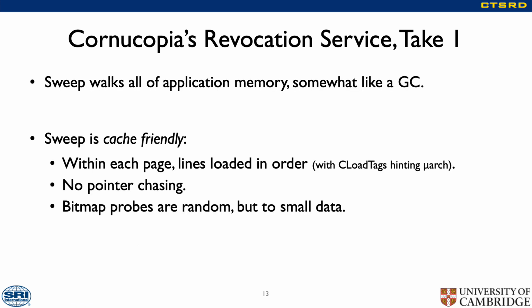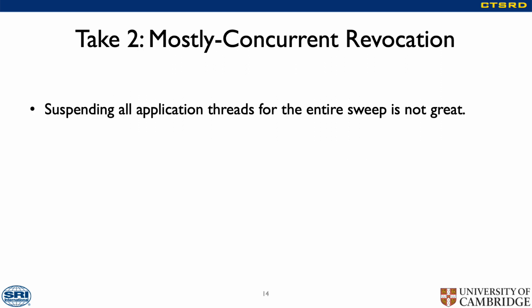While we do, indeed, visit all capability-bearing application memory, like a GC, it's worth emphasizing that our sweep is much friendlier to caches. We stride predictably within pages rather than chasing pointers in a graph walk, and, while bitmap probes are random, the shadow bitmap is quite small. The requirement that we suspend the application for the entirety of the revocation sweep is not stellar. Memory is big, and even with our architectural assists, sweeping takes a long while.